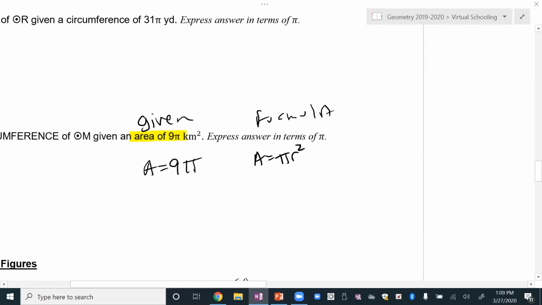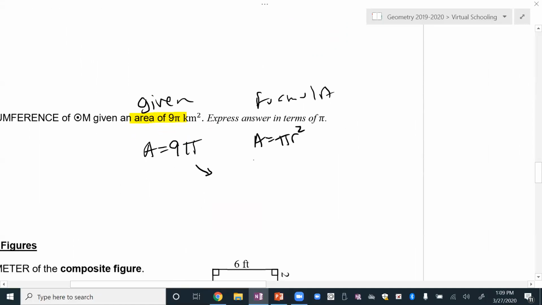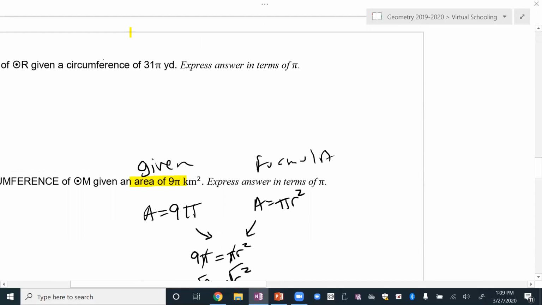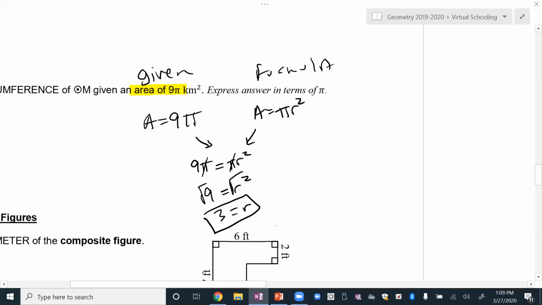So if I need to identify this, then they're initially the same thing. So 9 pi is equal to pi r squared. Because they both share pi, cancel it. r squared is equal to 9. And then take the square root of both sides, and you get r on the right. And the square root of 9 becomes 3. And then you do the same thing for circumference over here. You set this equal to the circumference formula, and then you find your r in that case.